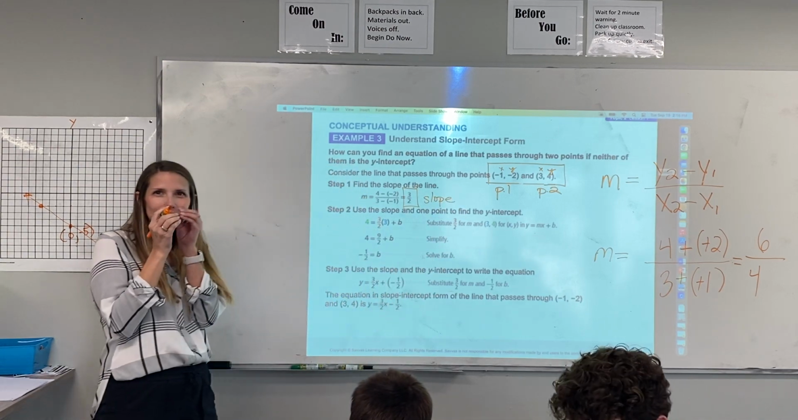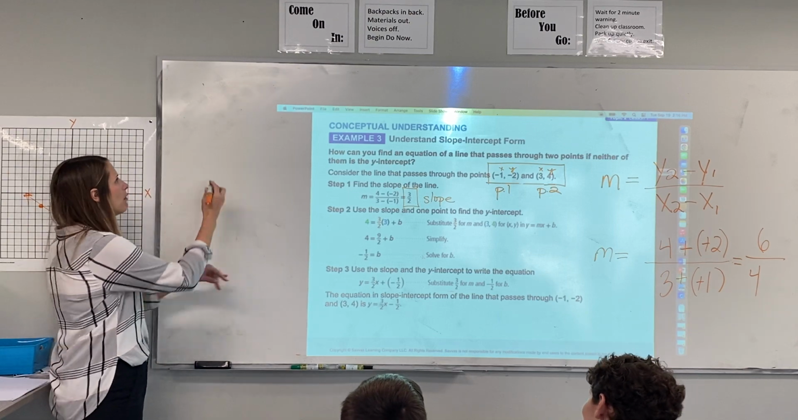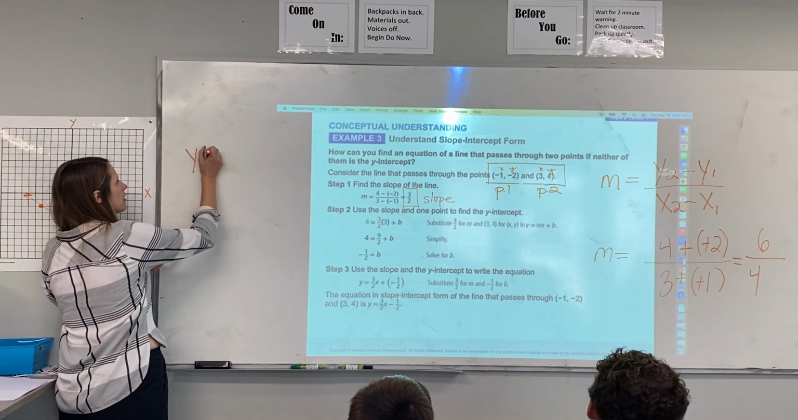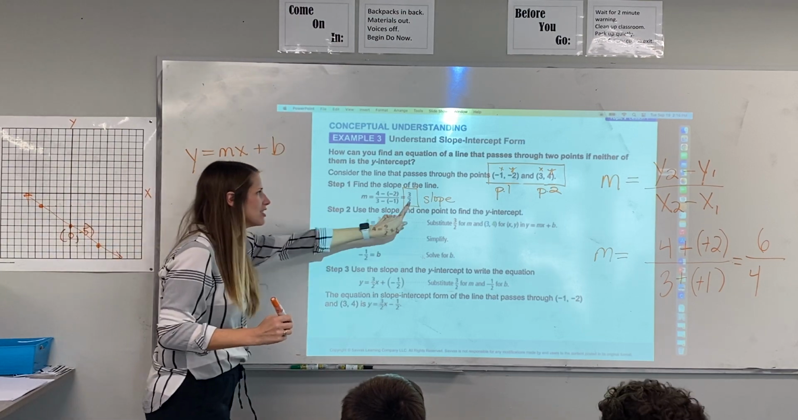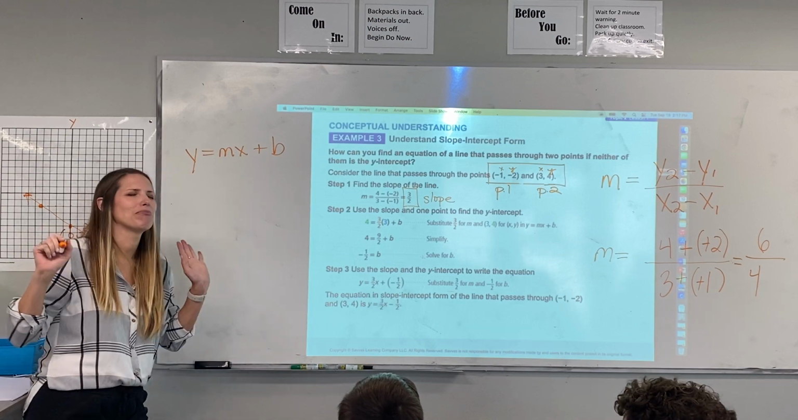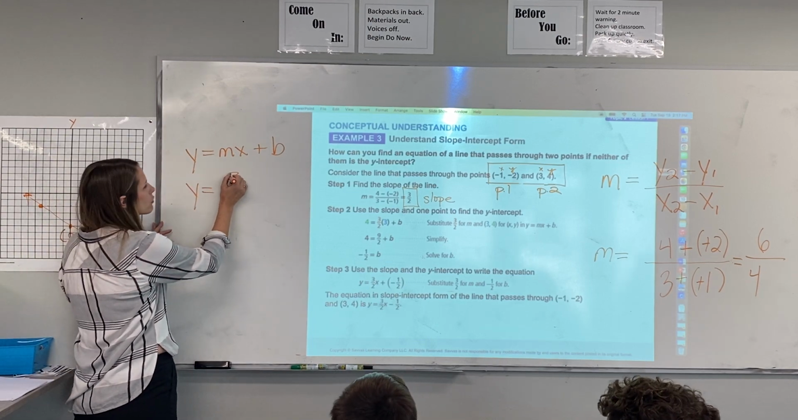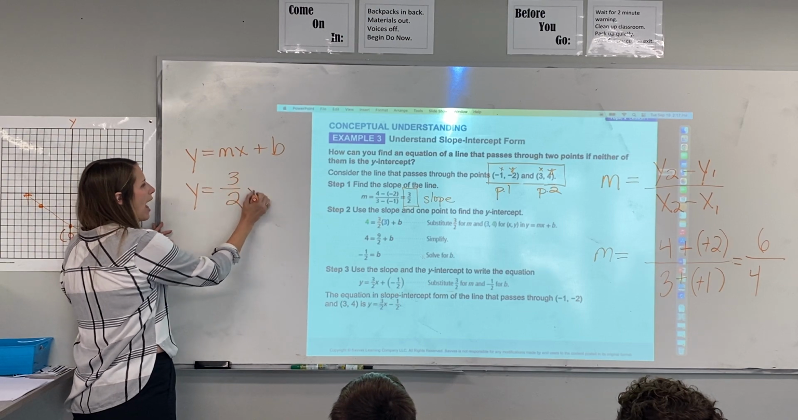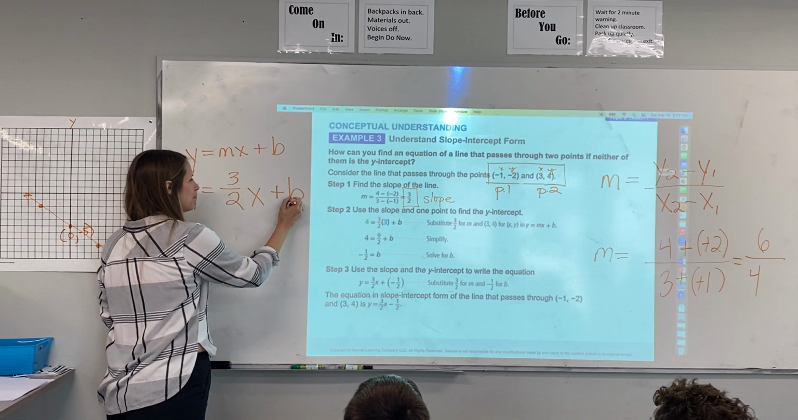Now here's the tricky part. I'm not done and I only have a few minutes. I'm gonna write my y equals mx plus b because I'm excited that I can at least fill in my slope, and I'm excited that my slope is positive. So I have y equals 3 over 2 x, and I still have my plus b.